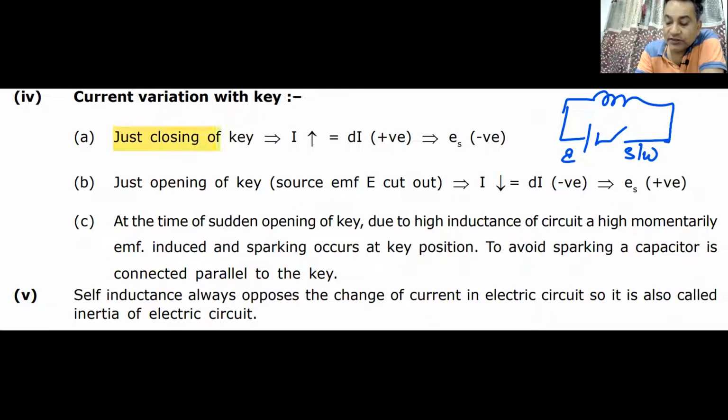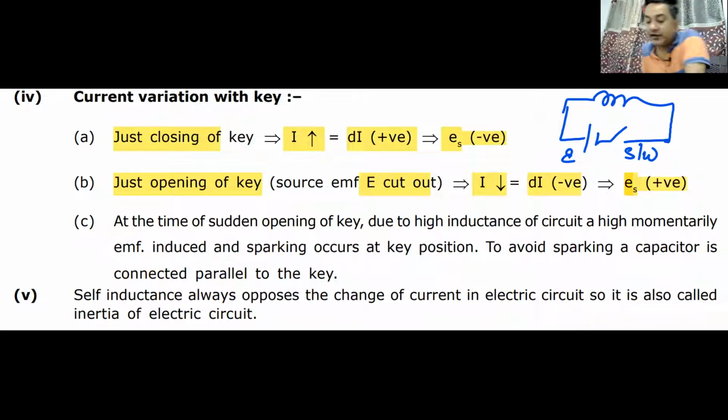When you close the key, current will try to increase. Rate of change of current is positive. Induced EMF would be negative. When the key is open or the EMF is cut out, current will decrease. The inductor will try to increase the current and the induced EMF will be positive.